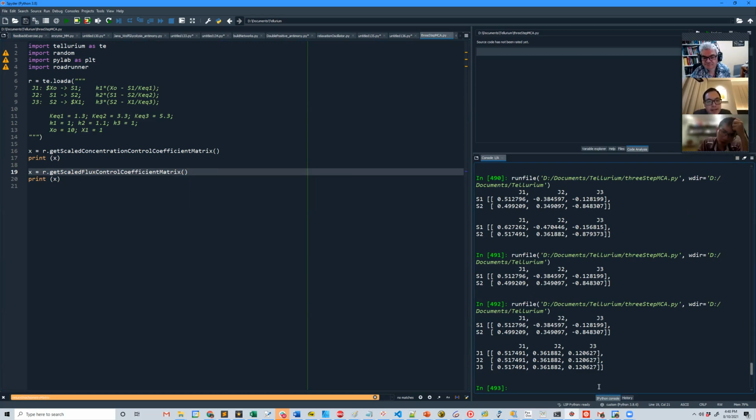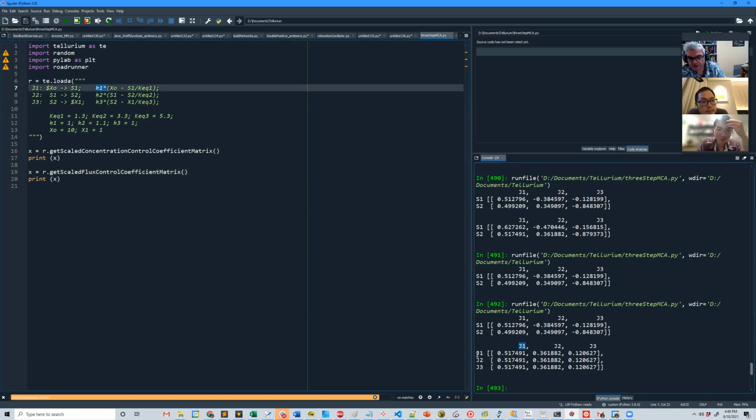Wait, so this one means the chains of flux change one with respect to the other? Yeah. So what this means is the rows are the thing we're observing, and the columns are the things we're perturbing. So I'm perturbing J1, which is the same as perturbing K1, and I'm looking at how the steady state in J1 is changing, and I get 0.517. So that means if I make a 1% increase in K1, I get a 0.517% increase in the flux through J1.